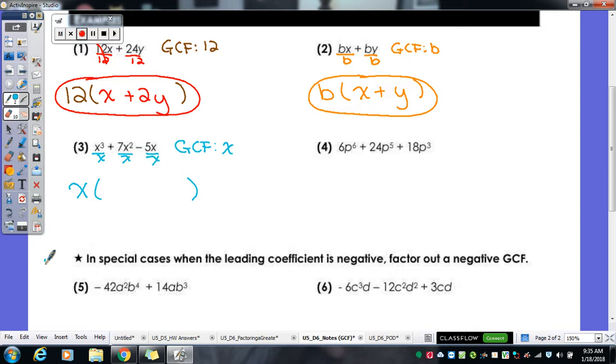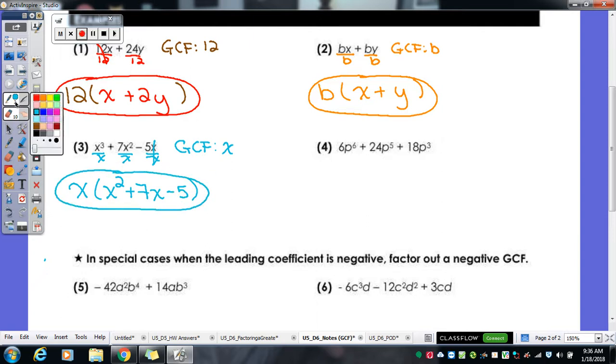So x cubed divided by x to the first, subtract those exponents. So we get x squared. 7x squared divided by x would give us 7x. And then 5x divided by x would just give us a minus 5. So there's our final answer for that one.